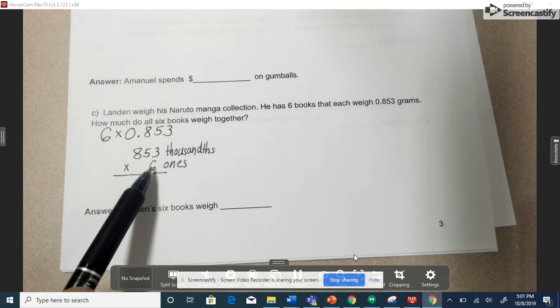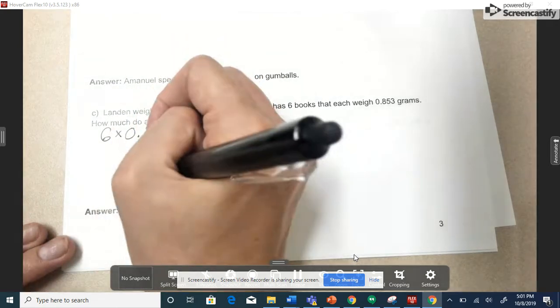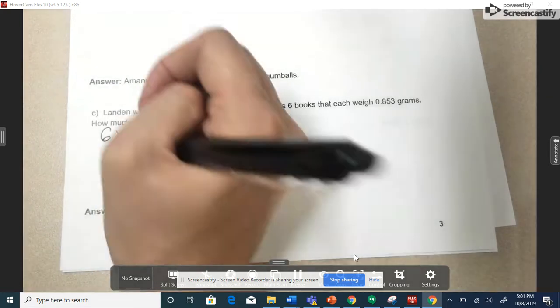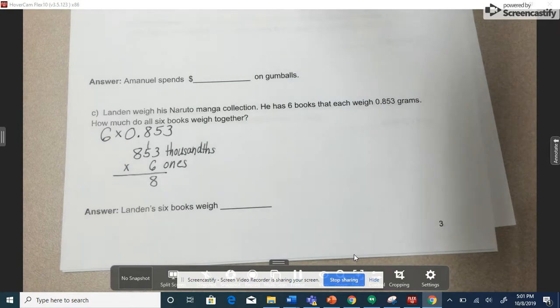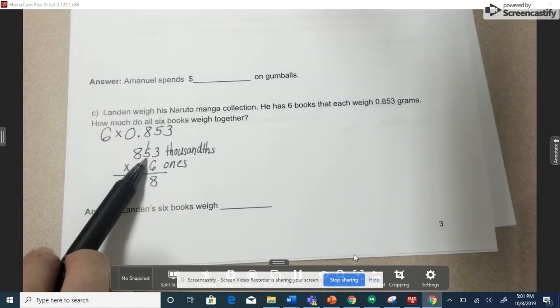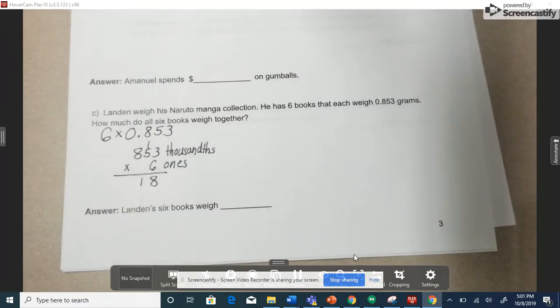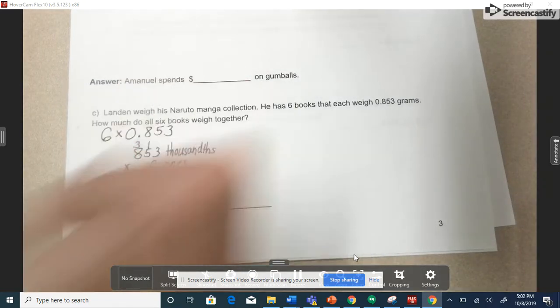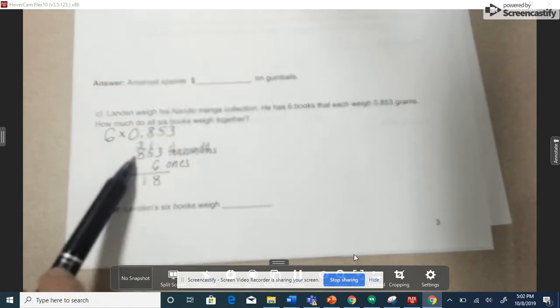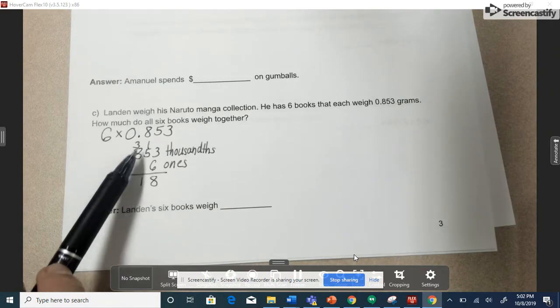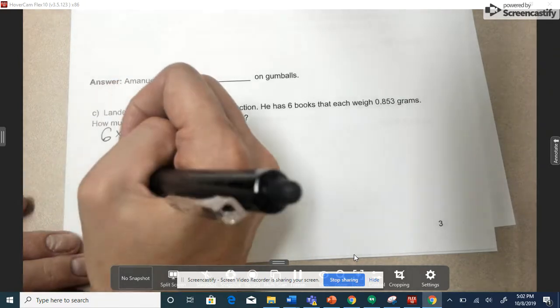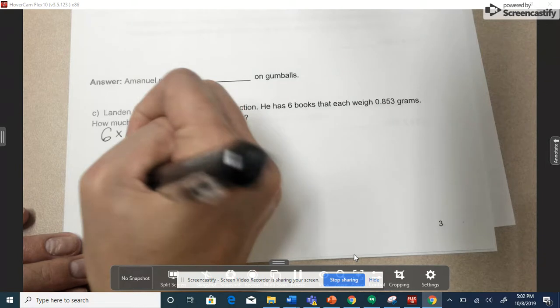whole numbers. 6 times 3 is 18. We're going to write the 8 here. Carry the 1 to the tenths place. 6 times 5 is 30 plus the 1 is 31. Put the 1 down here. Carry the 3. Now 6 times 8 is 48 plus 3 is 51. So I'm going to write my 51 here.